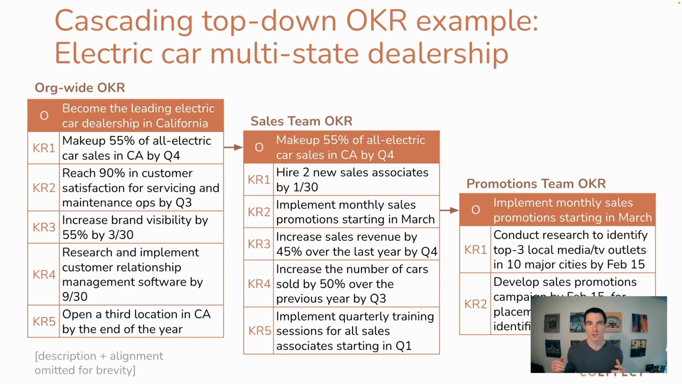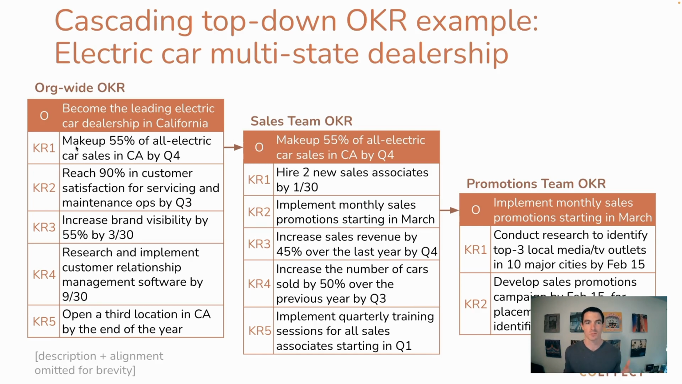And let's imagine, just for the sake of this example, that we're running a bunch of car dealerships. Maybe we say, hey, organization wide, we want to become the leading electric car dealership in the state of California, and we define these key results for this. That's an org-wide OKR. Now, each of these subsequent OKRs might become an objective. Each of these key results could become an objective for a team below.